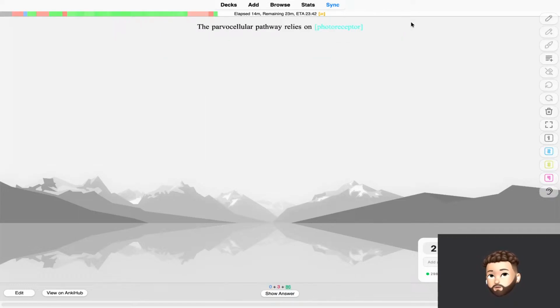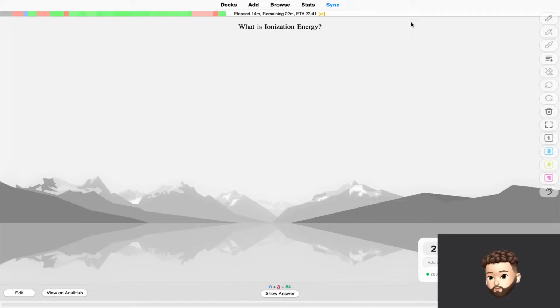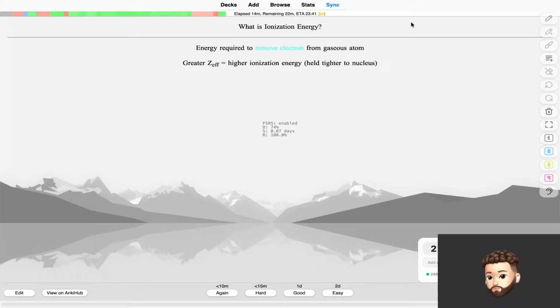Parvocellular relies on cones, right? Yeah, cones. What do rows represent? The energy level of the valence electrons. What is ionization energy? It is the amount of energy necessary to remove an electron from a gaseous atom.